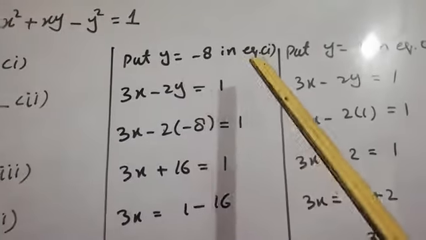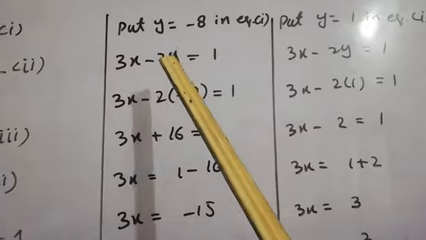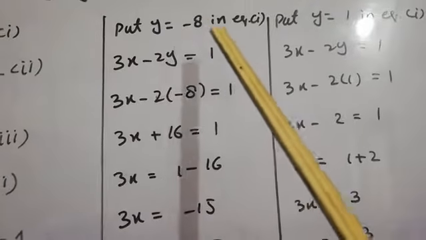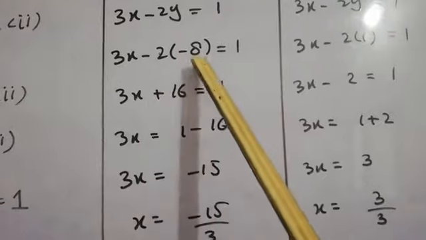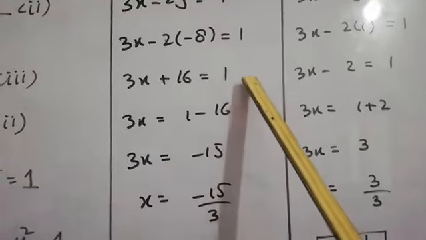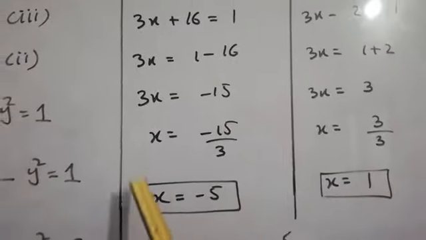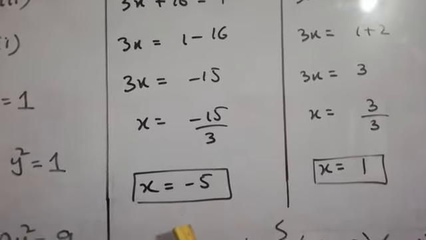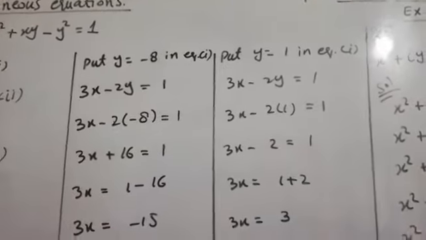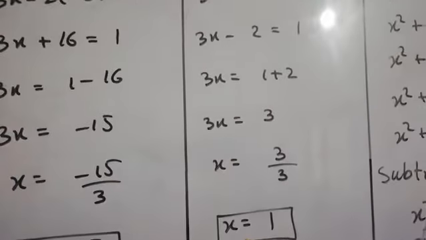Put y is equal to minus 8 in equation 1. This is equation 1, 3x minus 2y is equal to 1, and put the other value of y, which is 1, in equation 1 again. When we put the value y is equal to minus 8 in equation 1, after solution we get 3x plus 16 is equal to 1, 3x is equal to 1 minus 16, 3x is equal to minus 15, and we divide the equation by 3 and get x is equal to minus 5. When we put the value of y is equal to 1 in equation 1, then we get the value of x is equal to 1.